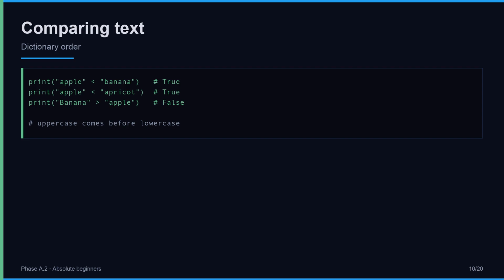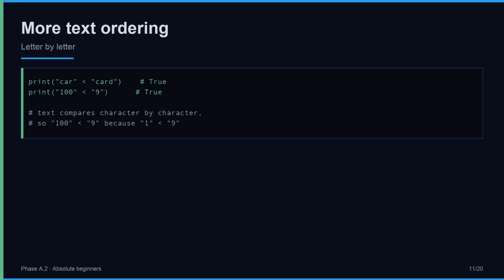One surprise worth knowing: uppercase letters rank before lowercase in Python. So "Banana" < "apple" is true. Letter case matters, and we will revisit it when we study strings in depth. Dictionary order, a few more examples to build intuition. "car" < "card" is true, because car is a prefix of card, and the shorter word comes first.